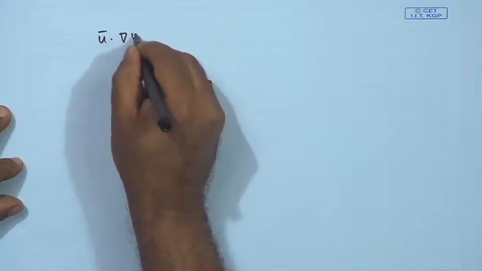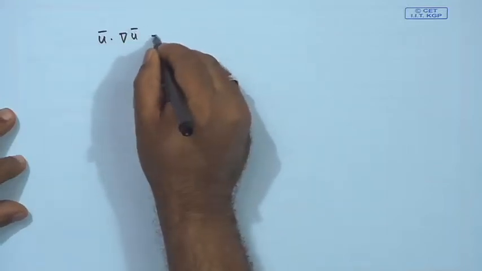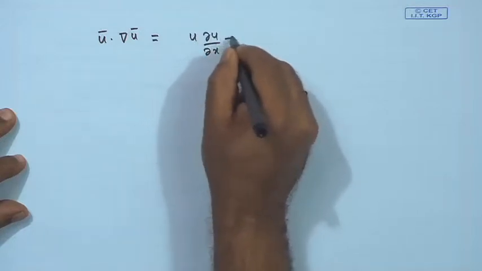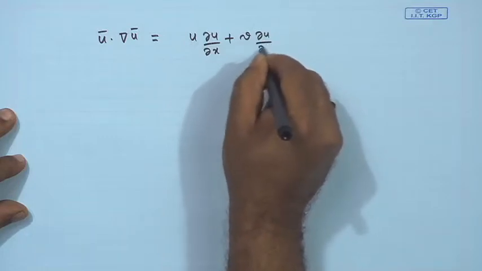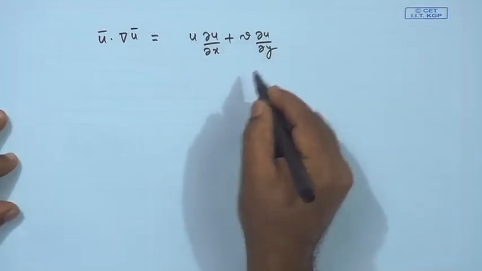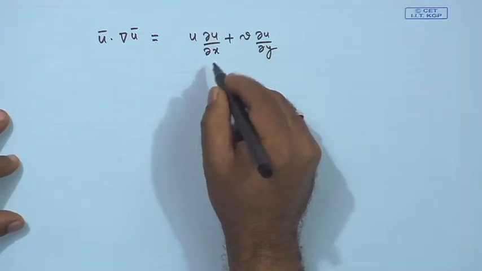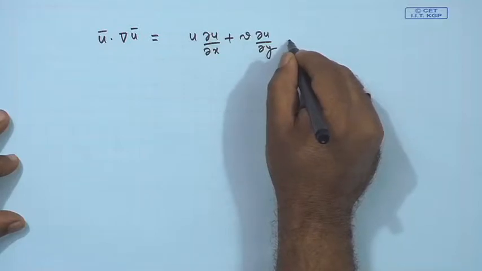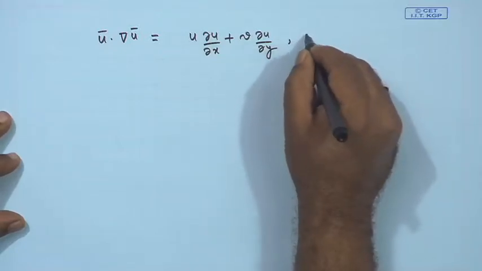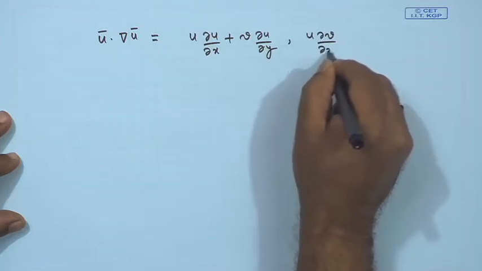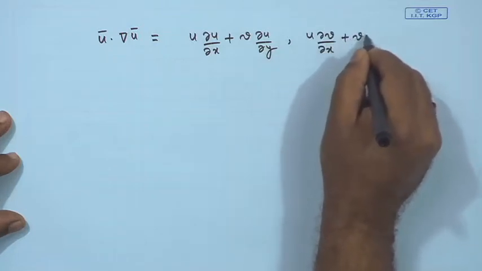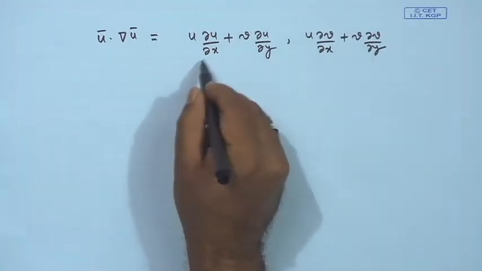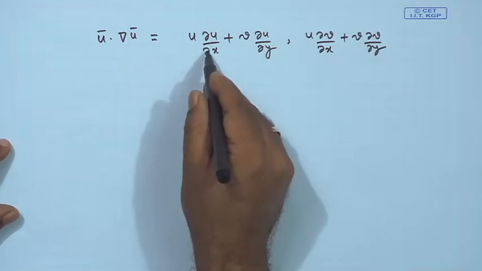I will explain u dot grad u. This is in component form. This is the x component I have written. We can write the y component as well, which in 2D will be similar. If we do it for one of them, this one is understood. So let us consider this one.